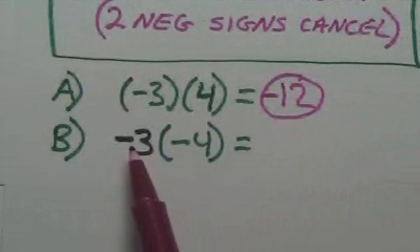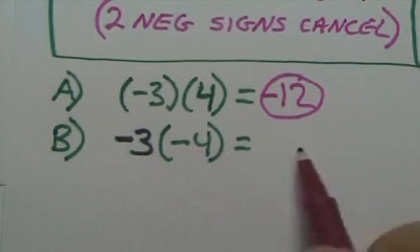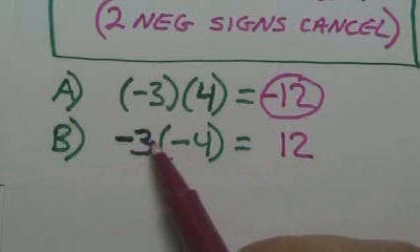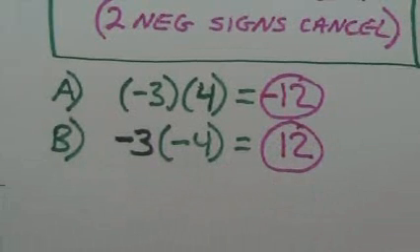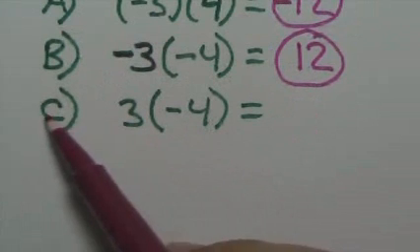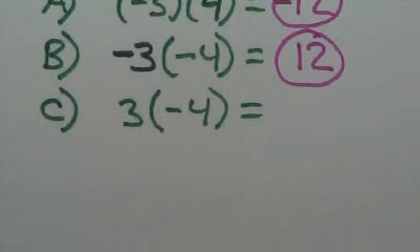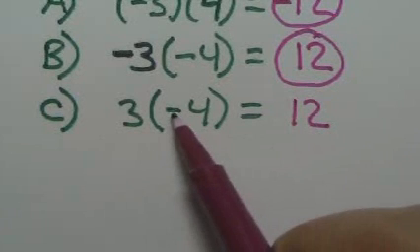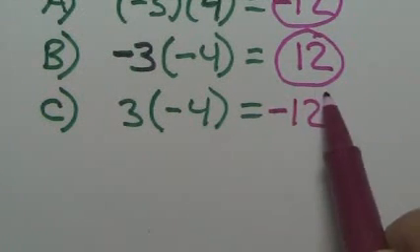Here's letter B. Negative 3 times negative 4. Our first step is just multiply, 3 times 4. And then I count the negatives. I have 1, 2. Two of them cancel. So it's just positive 12. Letter C, we have 3 times negative 4. First multiply, 3 times 4, then count the negatives. There's one negative sign, so the answer is negative.